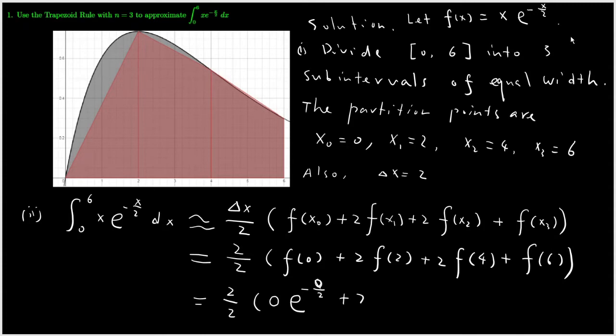And then plus 2 times the value of the function at 2, which is 2 e to the power of negative 2 over 2. And then plus 2 times the value of the function at 4, which is 4 times e to the power of negative 4 over 2. One more term. The last term is a term without the factor of 2. The last term is the value of the function at 6. So you have 6 times e to the power of negative 6 over 2.